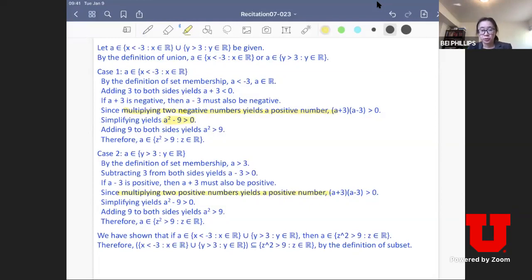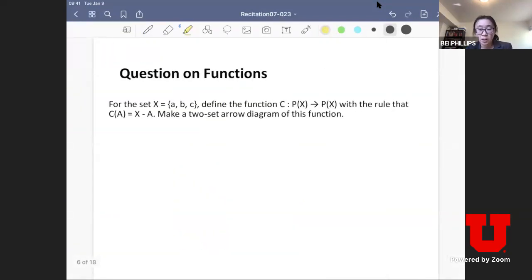All right, so let's move on to the next one. This new chapter we are learning is related to functions and relations. Sorry, there is a question real quick.